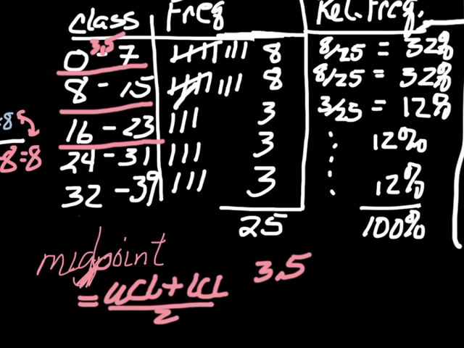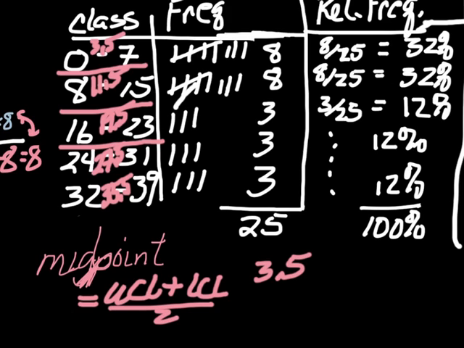The midpoint of the next one is 8 plus 15, 23, divided by 2 is 11.5. And you will see that if you add 3.5 to each thing, 19.5, you'll see they're spaced the same way, 27.5, and this one is 35.5. And those are going to be called the midpoints.